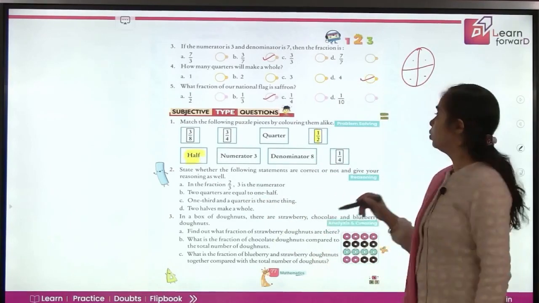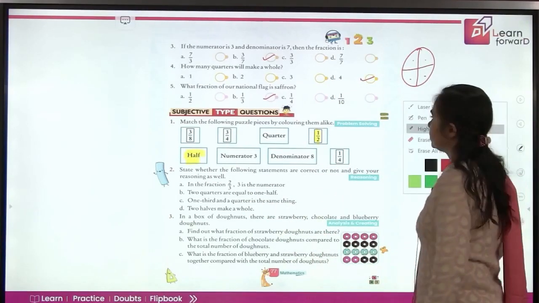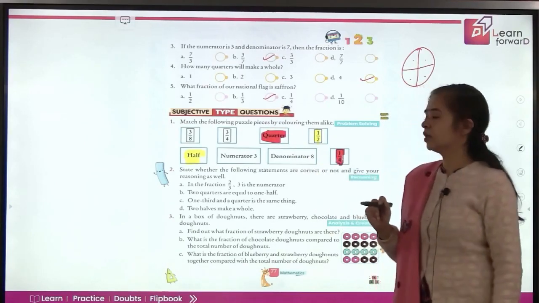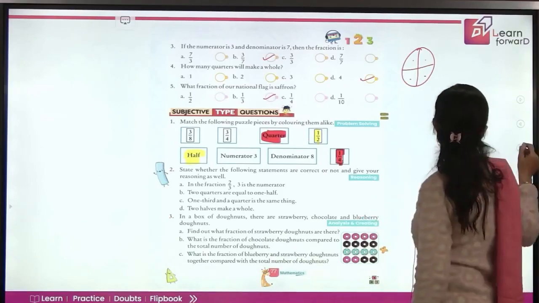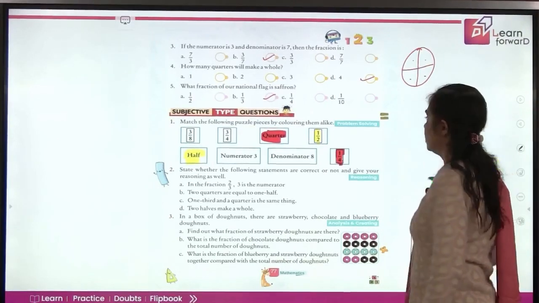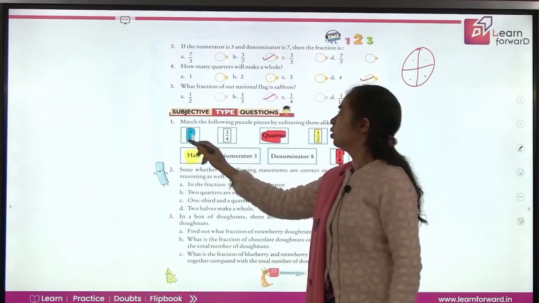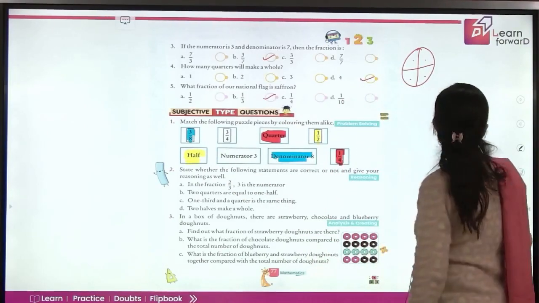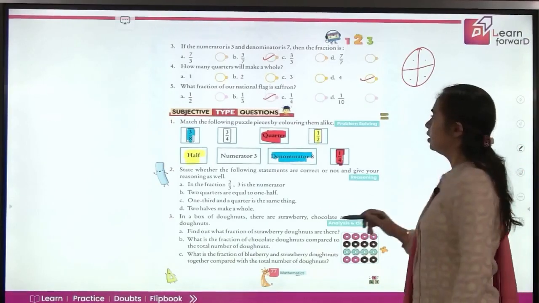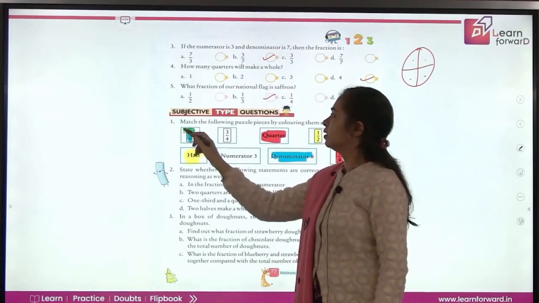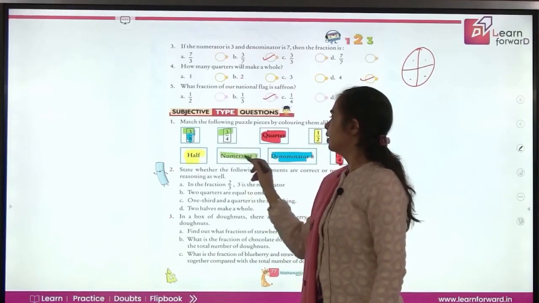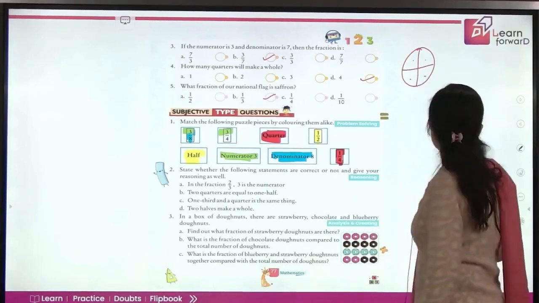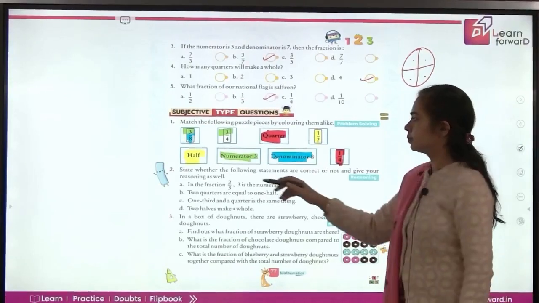When you talk about quarter, this is quarter and this is also your quarter. When the denominator is 8, so where is the denominator? Here the denominator is 8 and the numerator is 3. Okay, you have 2 numbers where the numerator is 3. So we can color this green, this again green, and this is also green. That's it.